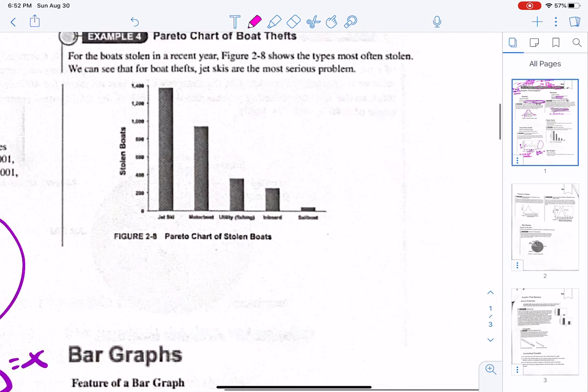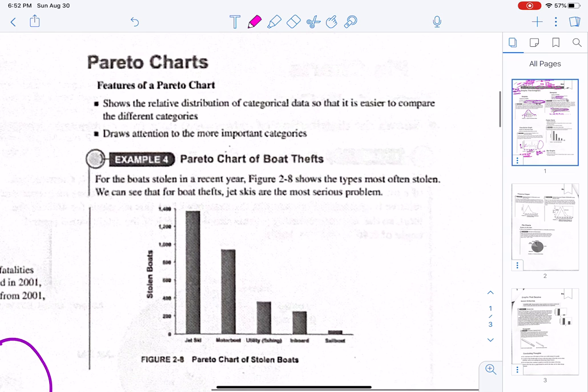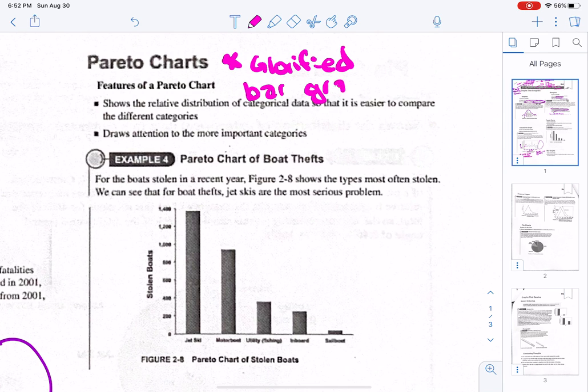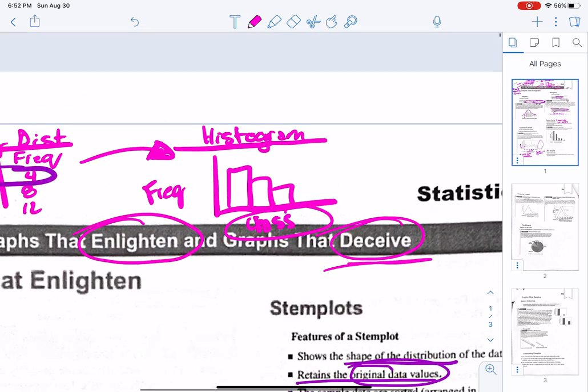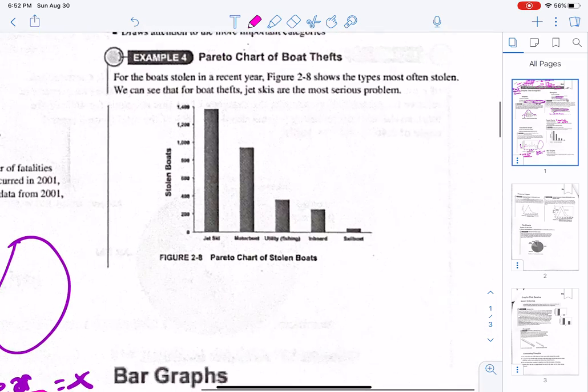Okay. All right. The next one is a Pareto chart, and I'm going to put a little star by here. I call this a glorified bar graph. It is basically a bar graph. It's different than a histogram like we talked about up here. And all of these down here are usually categories. So in this one, it says boat thefts.